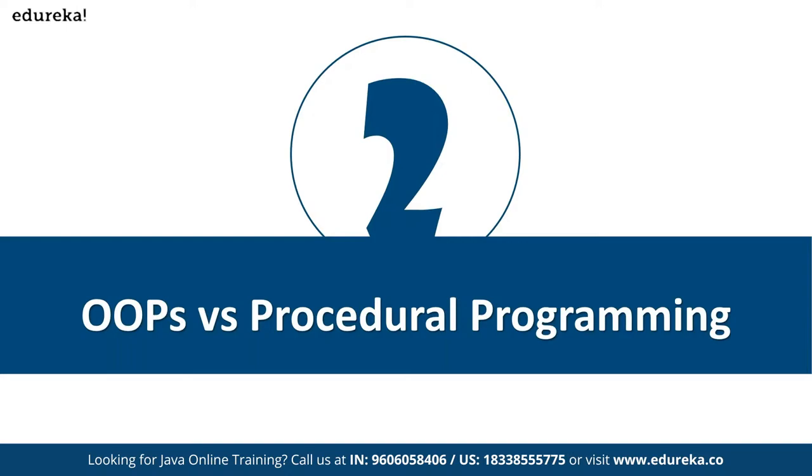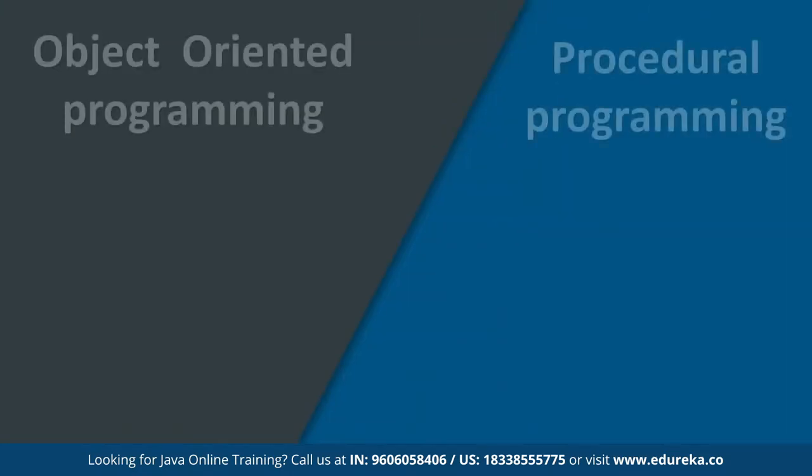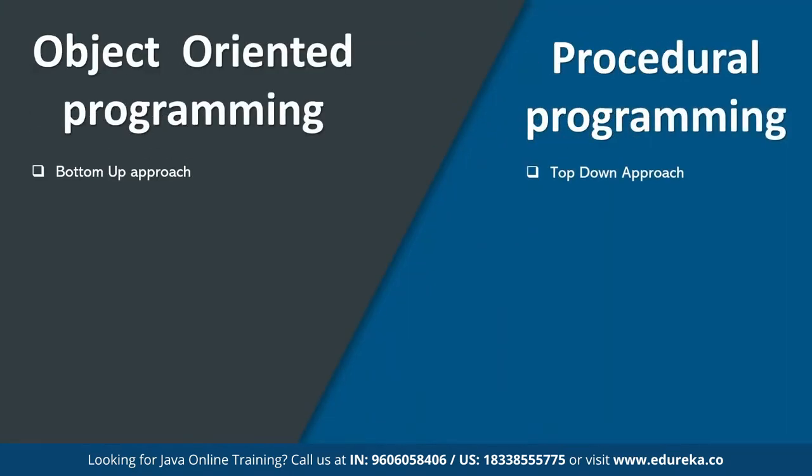Now that we have understood what object-oriented programming is, we'll see the differences between object-oriented programming and procedural programming. As object-oriented programming deals with objects and classes, you first define objects and classes, and then you develop the functions for that object. So it is a bottom-up approach. When it comes to procedural programming, it is a top-down approach. In object-oriented programming, the program is divided into objects, so it is all about the objects. In procedural programming, it is divided into functions.